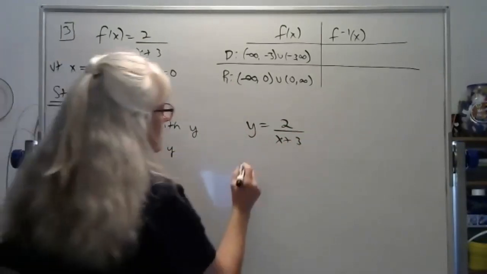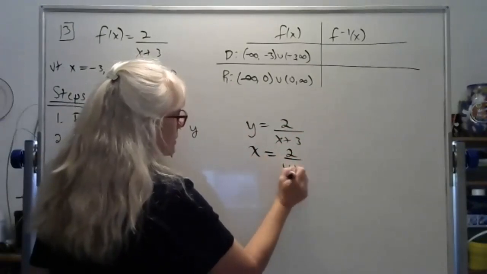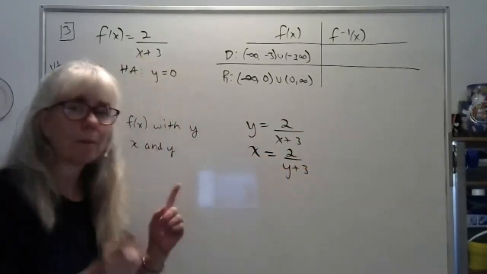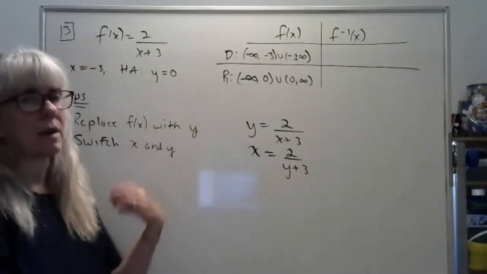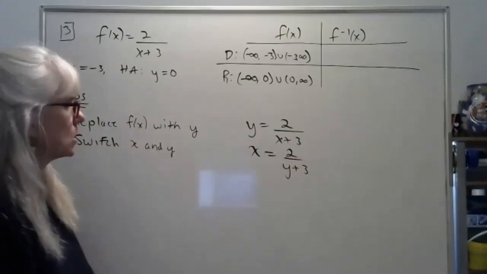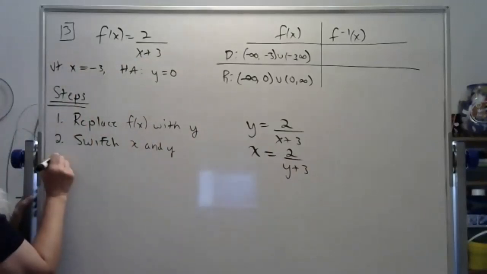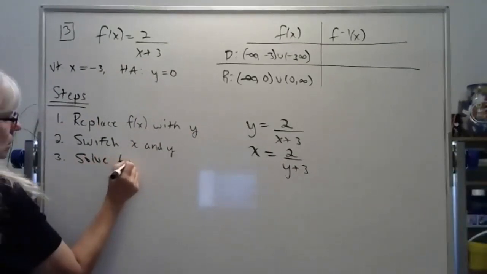So that means any place there's an x, I'm going to write a y, and any place there's a y, I'm going to write an x. So I've simply swapped my variables. This is the actual inversing. This is taking the domain and making it the range, and taking the range and making it the domain. So you're swapping the x's and the y's. Step 3, we're going to solve for y.